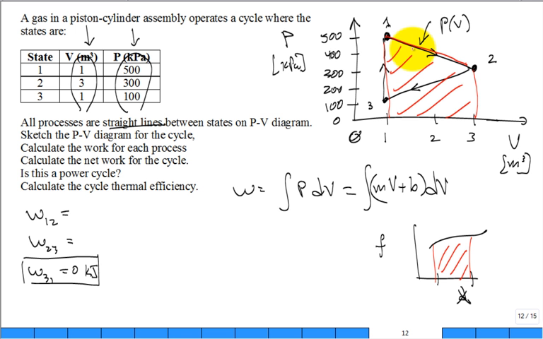So what's the area under that? Well, let's see. It starts at 500, ends at 300. What's the average? 400. It goes from 1 to 3, which is a change of 2. We can do that one in our head. So we have 400 kilopascal average pressure over a volume change of 2 meter cubed.